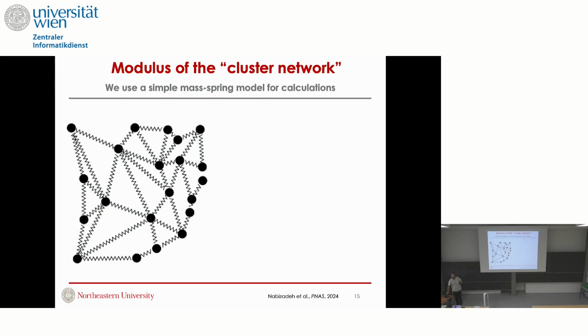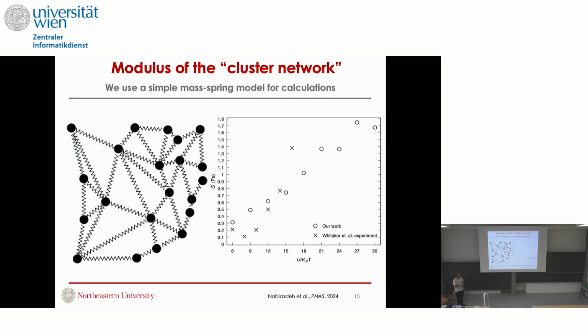And in the next step, what Max did was basically just using a mass spring model to see what the G prime is for each of these mesoscale networks. And so what you're seeing here is exactly that. These are the experiments, the crosses, and then the circles are what you get from a mass spring calculation for the G prime of these mesoscale structures.